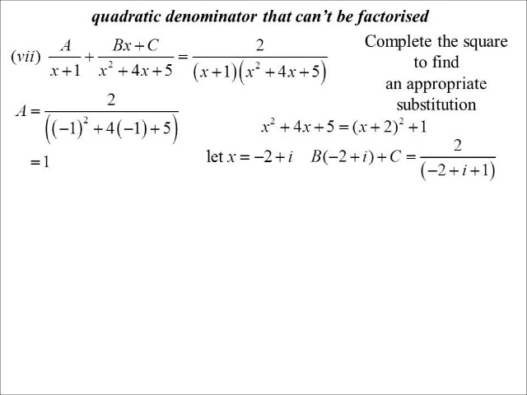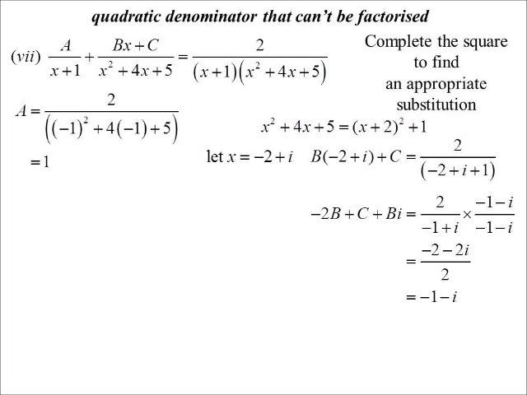So -2 plus i. Yes, it might involve a bit more, but remember we're covering up the x squared plus 4x plus 5. I'm just substituting it into the x plus 1. So I have -2 plus i plus 1. Realise the denominator. And what have we got? Equating real and imaginary. With imaginary, B is nice and easy to work out. It's -1. The real part is -2b plus C. And so from that, using the answer I just got for B, I can work out C as well.